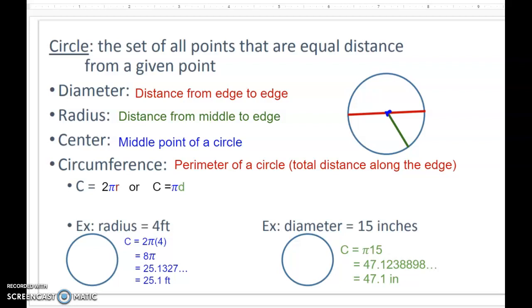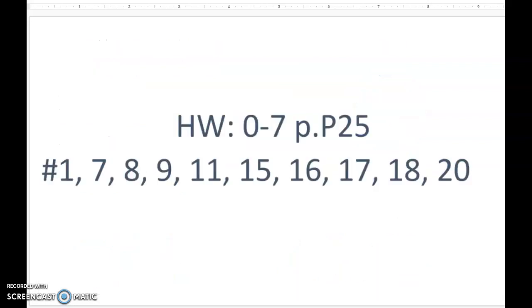And then when you're done with that, here is the homework assignment. So homework 0-7, page P25. And here are your problems. Please email if you have questions. And rewind if you need to hear something again. I know sometimes I scroll faster than you can write. So go back and pause, re-listen to stuff if you need to. All right, email if you have questions.